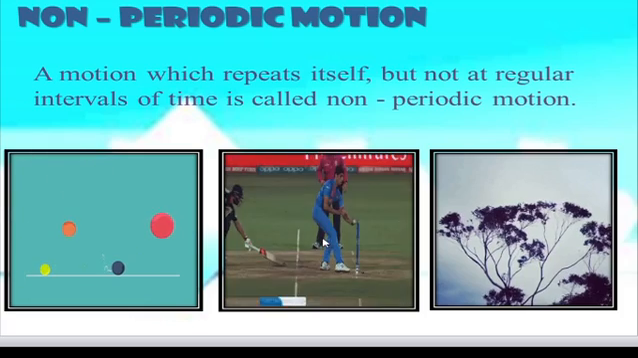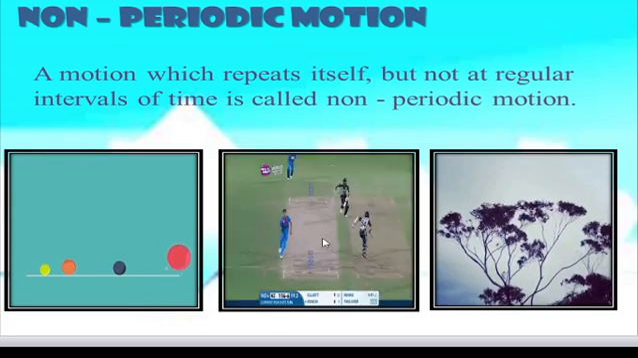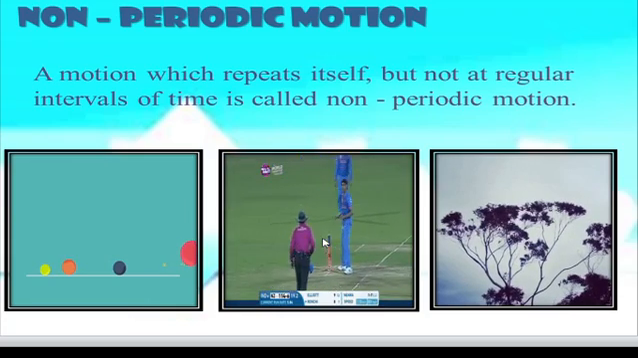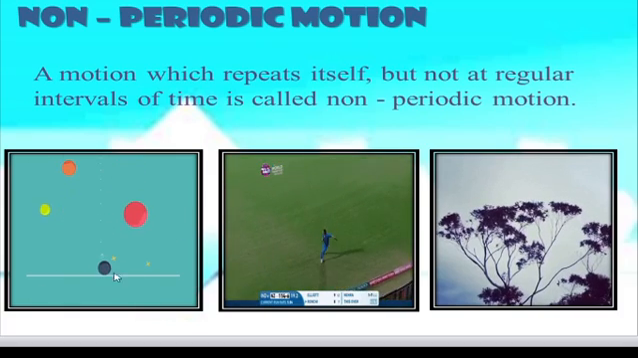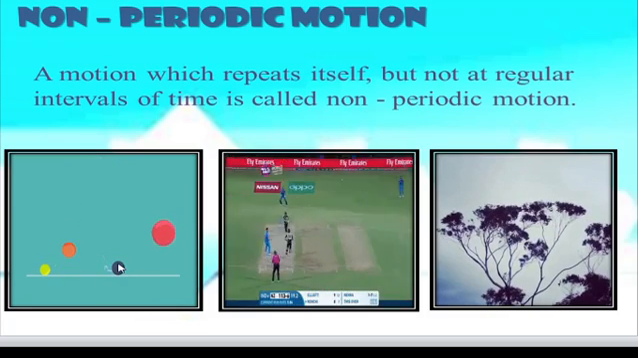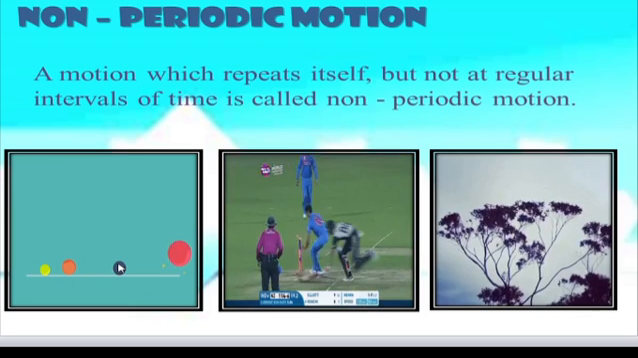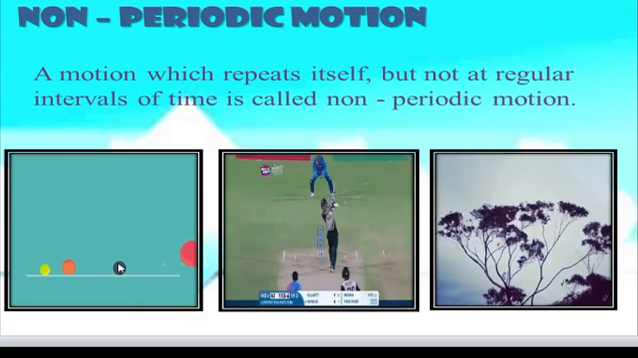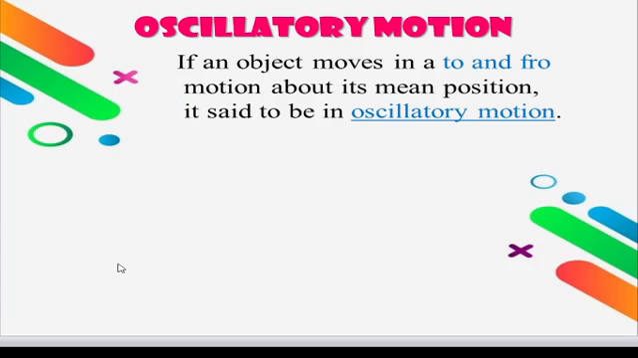And an example of balls. Suppose we throw the ball onto the ground, it is jumping. So we will take different types of balls, for example a red color ball, blue color ball, yellow color ball. All the balls will be thrown onto the earth. All the balls will be jumping to different heights. So this is one example of non-periodic motion.